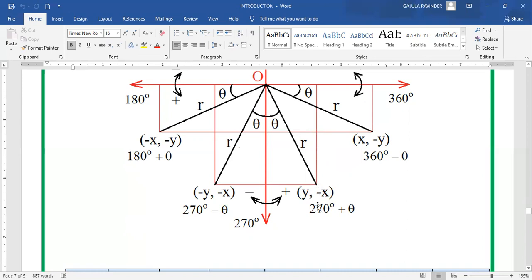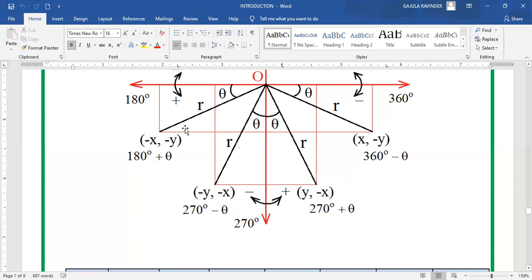What is the y coordinate here? Minus x by y. So what is minus x by y? Minus of x by y. That x by y for theta is cot theta. Therefore, tan of 270 plus theta will be minus cot theta. Why? Because tan is the y coordinate by the x coordinate, which is minus x by y, which is minus of x by y. That x by y is cot theta, hence minus cot theta comes out. So the tan of 270 plus theta is minus cot theta, my dear friends.